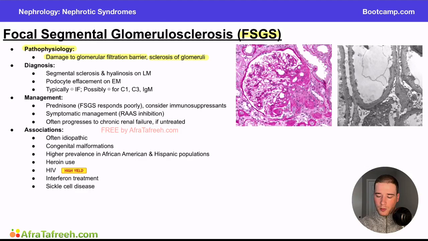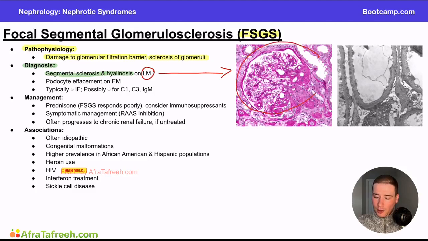This is particularly important when we move down to our diagnosis section, and you can see that when we're looking at light microscopy, we're seeing something called segmental sclerosis and hyalinosis. This is a really important histologic finding that they will expect you to recognize. If they were to give you an image in a history of a patient, they would expect you to recognize that if you look at this glomerulus over here, you can see that there's a differentiation where I'm drawing my highlighted green line.